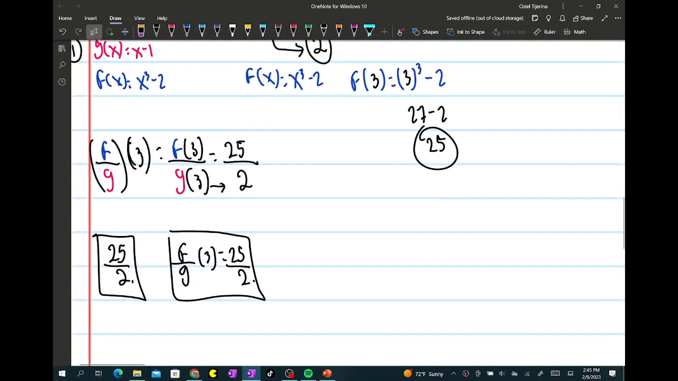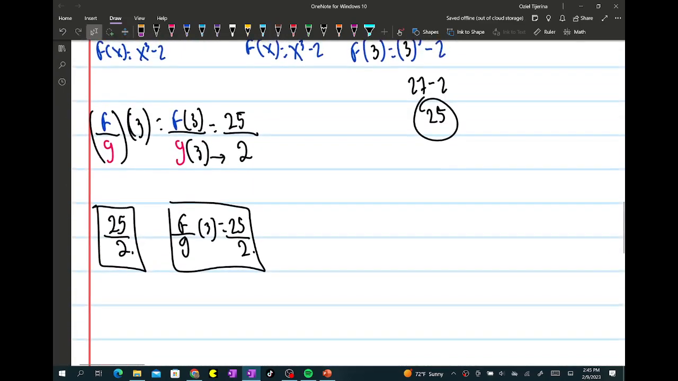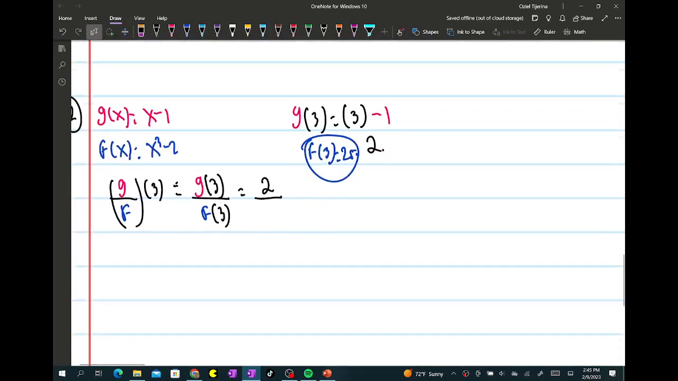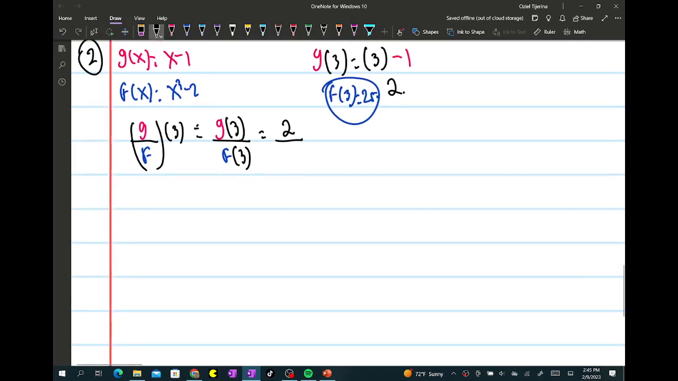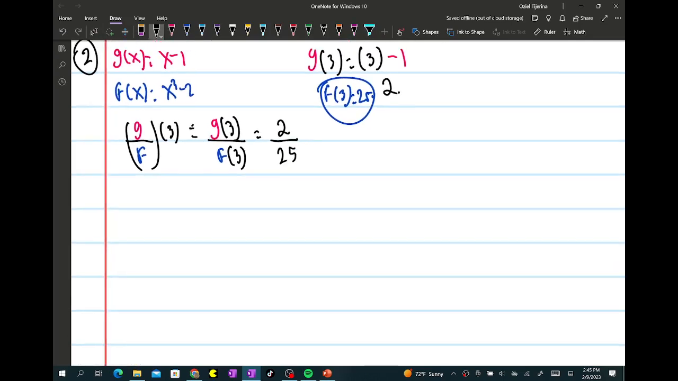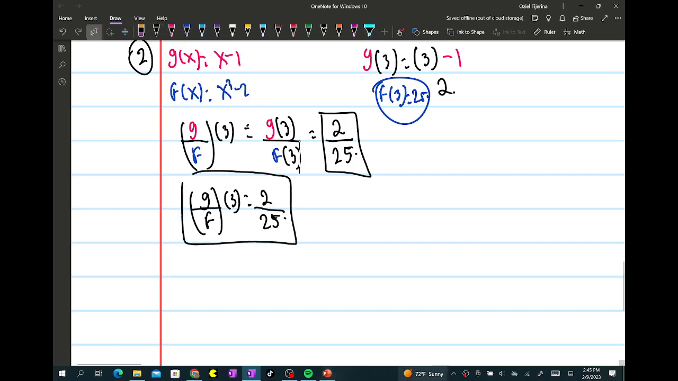Once you know what f of 3 and g of 3 are, you can use the numbers to manipulate it however you want, or however the question asks you. So here I'm just going to put 2 over 25, right? So that's what g over f of 3 would be. So g over f of 3 would be 2 over 25, right? So that is how you do that one.